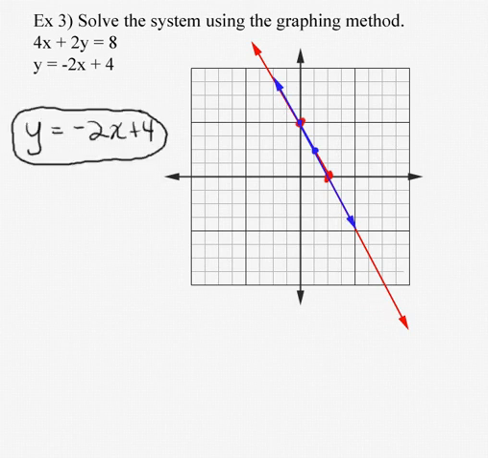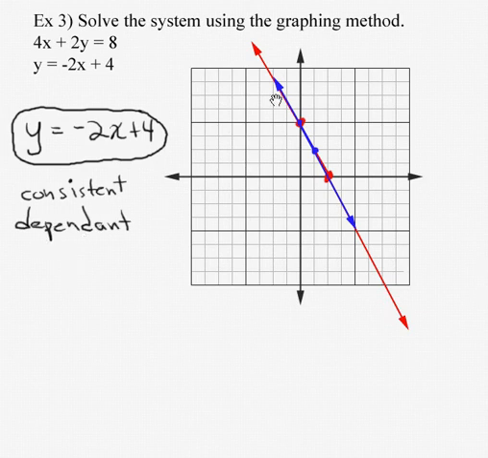They're the same line. There's an infinite number of solutions. We cannot list all infinite ordered pairs, so we just write the equation in slope-intercept form and say that every point on that line is our solution. And since we have a solution, it's consistent. And since there's an infinite number of solutions and they're actually the same line, we say that it's dependent.